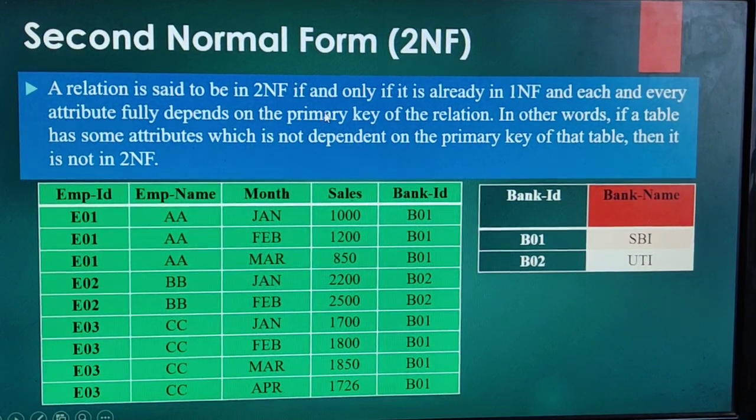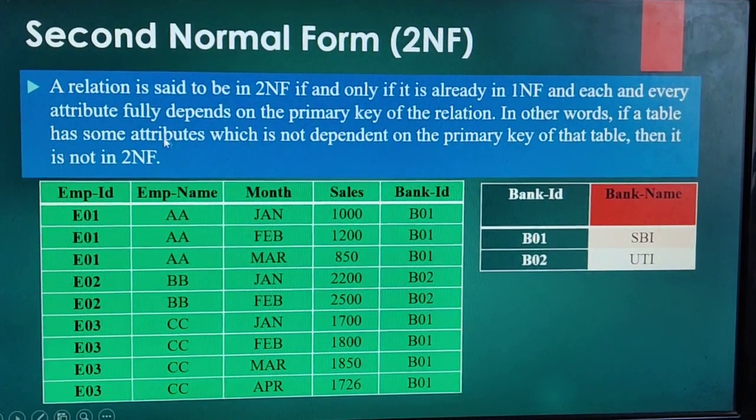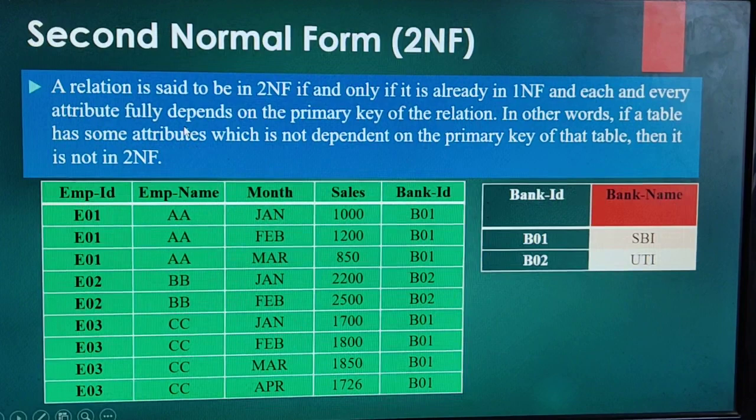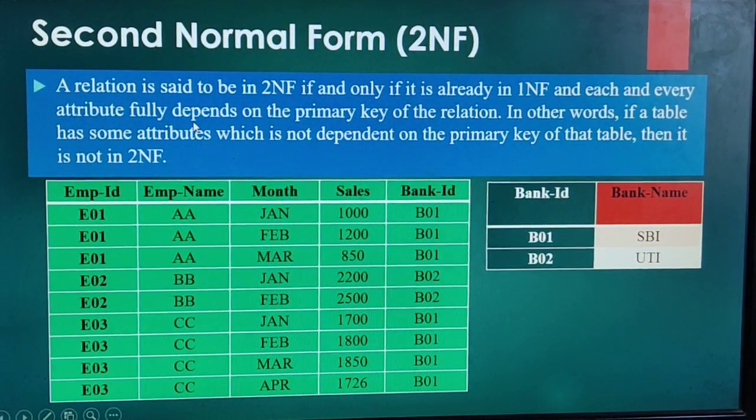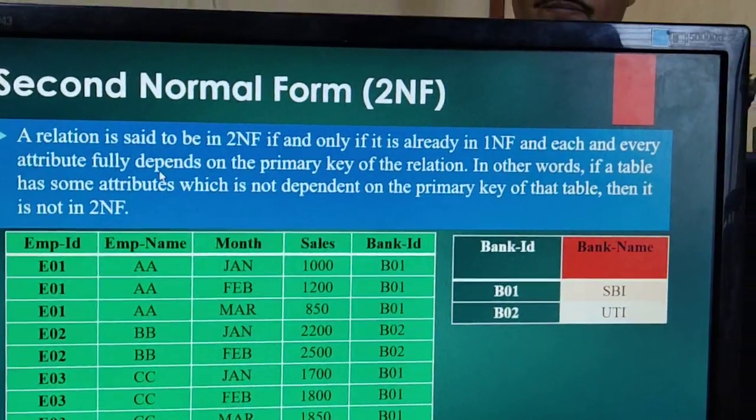So this is about the second normal form. Once again, the second normal form says the relation must satisfy first NF, and each and every attribute that we call a non-prime attribute should be fully dependent on the prime attribute. So we have to split the table, or sometimes decompose the table, to create that scenario to satisfy second NF. This is about second NF.